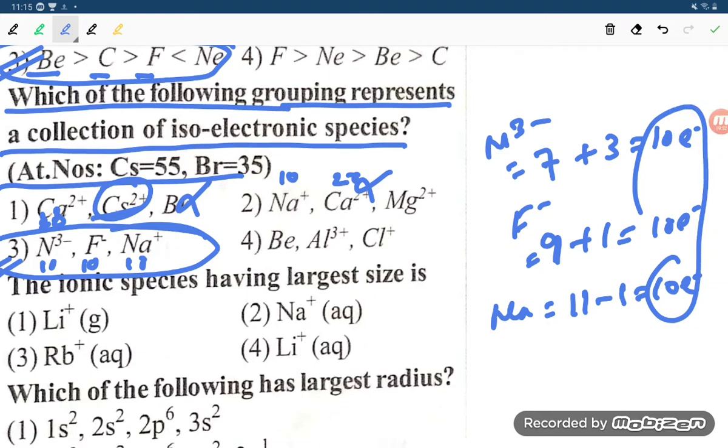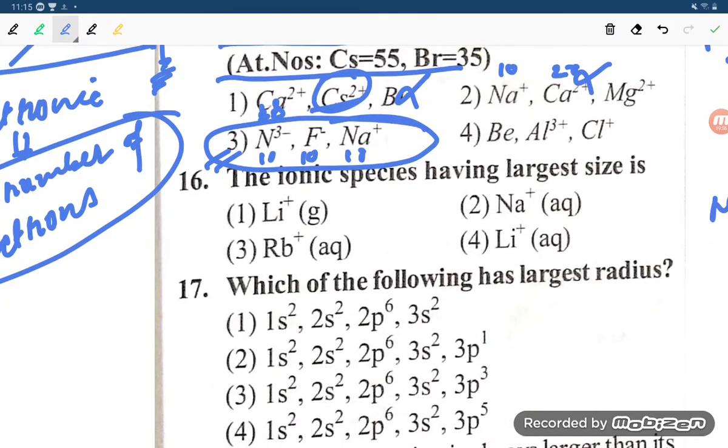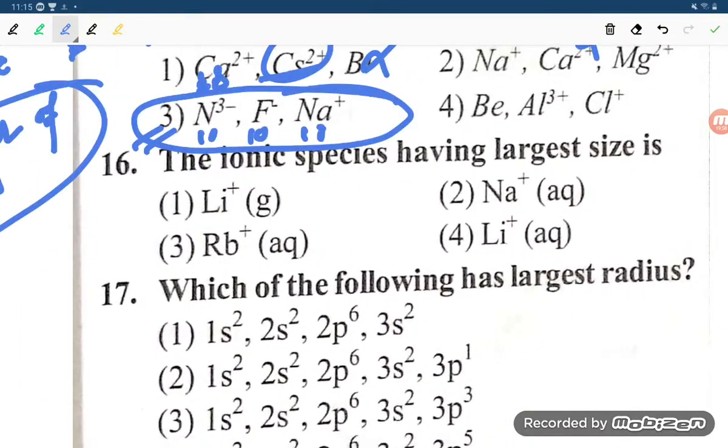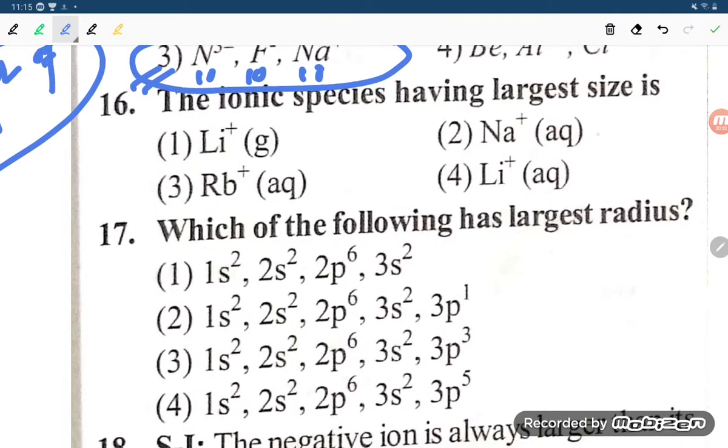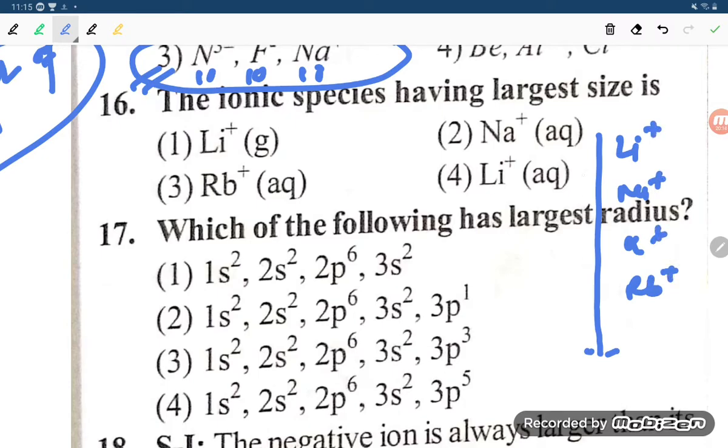Now the next question, student, question number 16: the ionic species having the largest size. When you are moving down the group, student, we have lithium, sodium, potassium, rubidium. Here all are ionic ones. Down the group, size increases, student. So which one has the largest size?